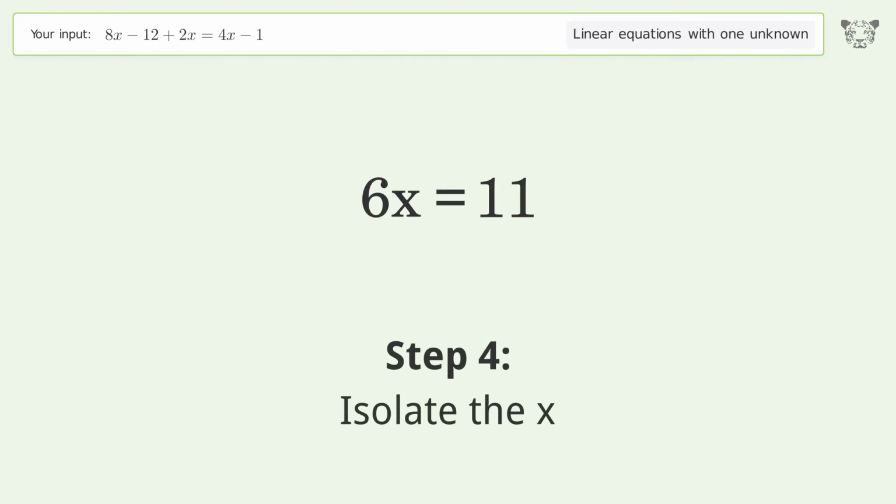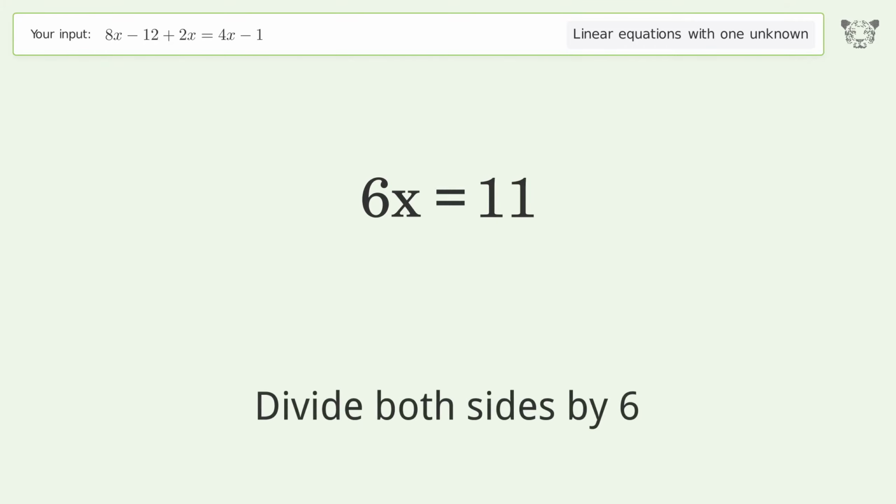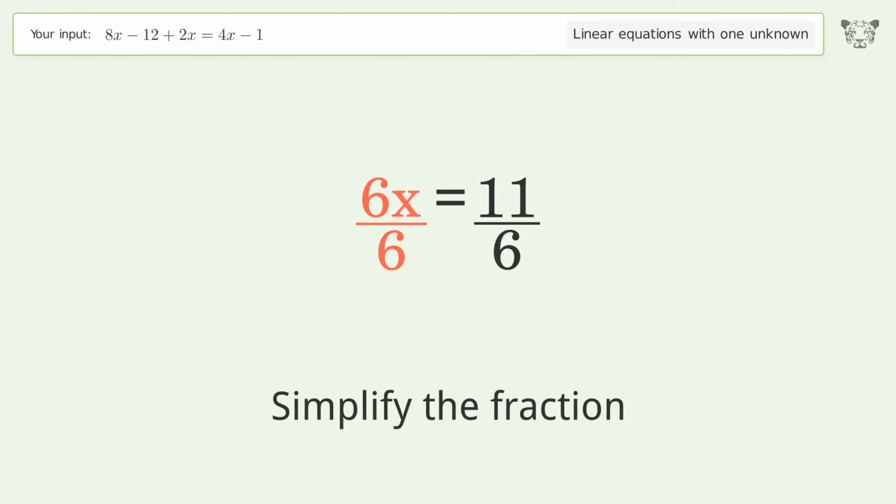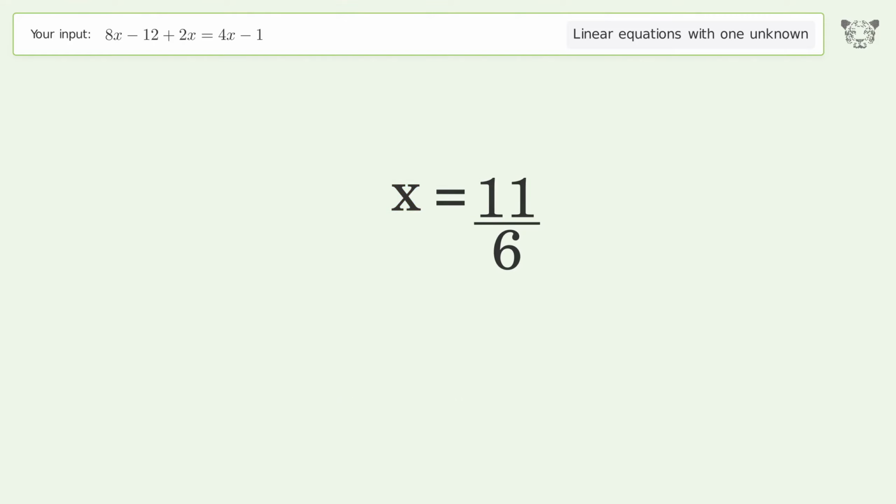Isolate the x. Divide both sides by 6. Simplify the fraction. And so the final result is x equals 11/6.